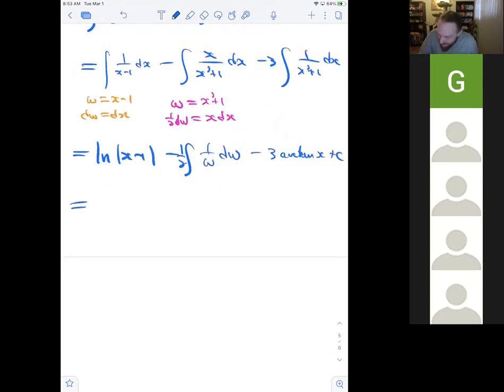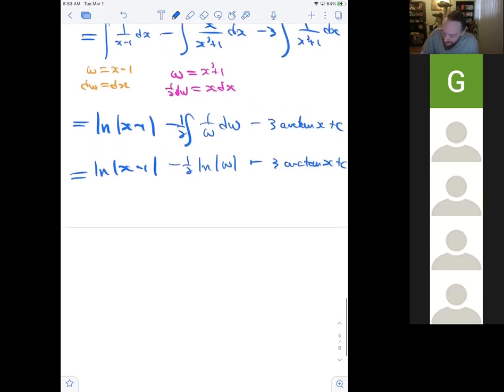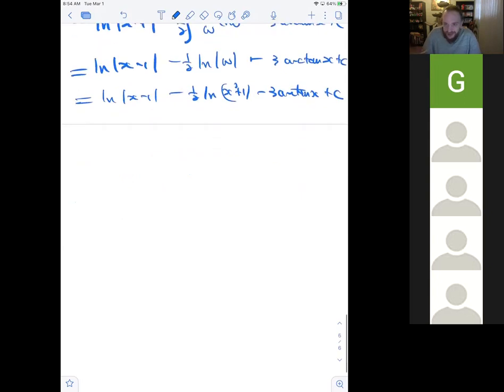Now the last one is going to be the natural log of the absolute value of x minus 1 minus 1/2 natural log of the absolute value of w, minus 3 arctan x plus c. And then w was x squared plus 1. So this is equal to the natural log of x minus 1 minus 1/2 the natural log of x squared plus 1 minus 3 arctan x plus c. You can combine the last guy if you really want, but it doesn't really matter to me, the natural logarithms.